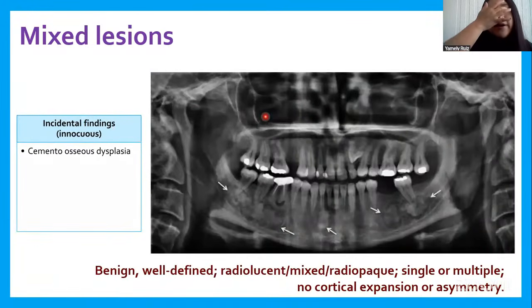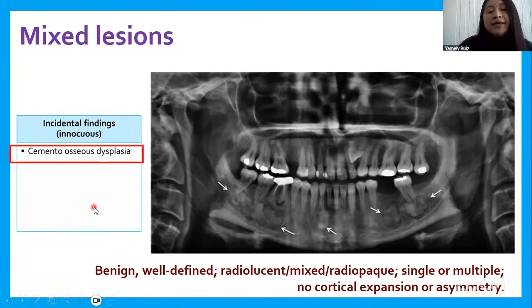So the first one I saw before is cemento-osseous dysplasia. We see that this is a benign, well-defined condition, a radiographic finding, even if it's multiple and has many lesions in the maxilla or in the jaw. The patient is asymptomatic with no cortical expansion, with no asymmetry. So the patient is like any other normal patient.